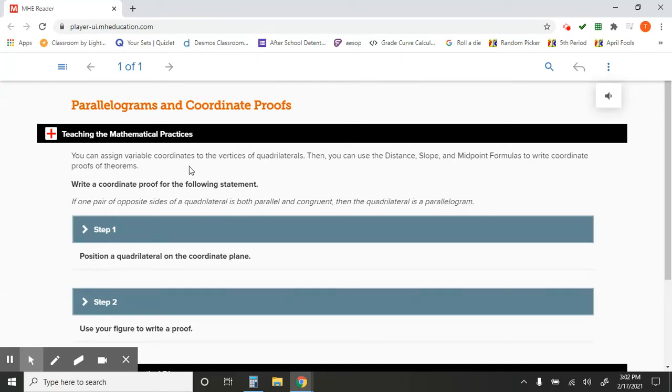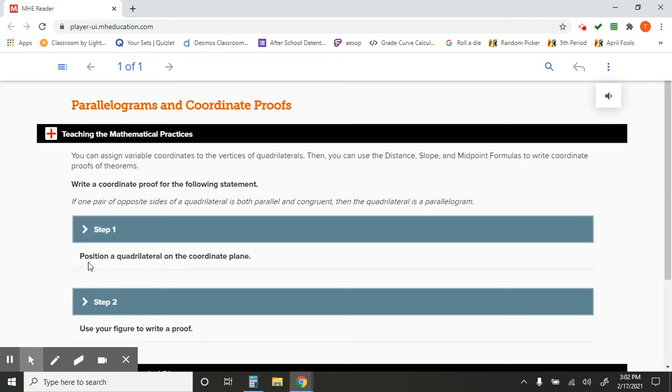You can assign variable coordinates to the vertices of quadrilaterals. Then you can use the distance, slope, and midpoint formulas to write coordinate proofs of theorems. Write a coordinate proof for the following statement. If one pair of opposite sides of a quadrilateral is both parallel and congruent, then the quadrilateral is a parallelogram.